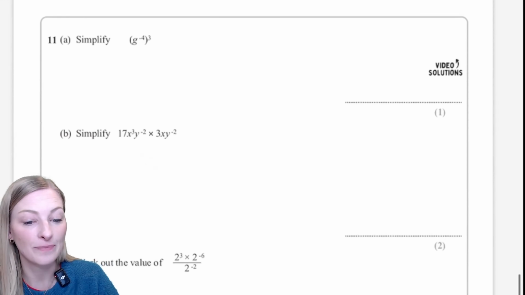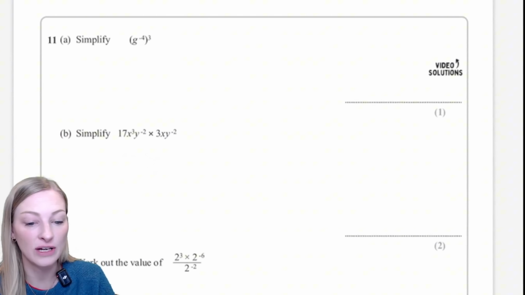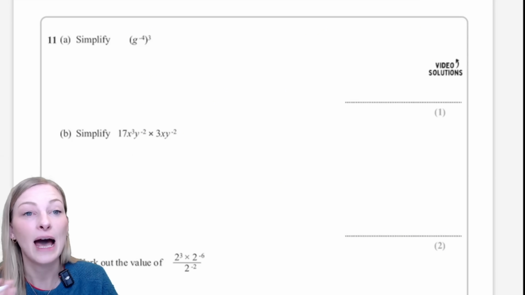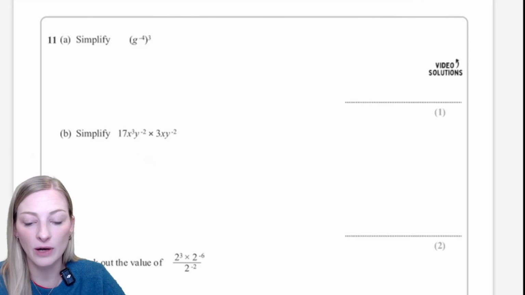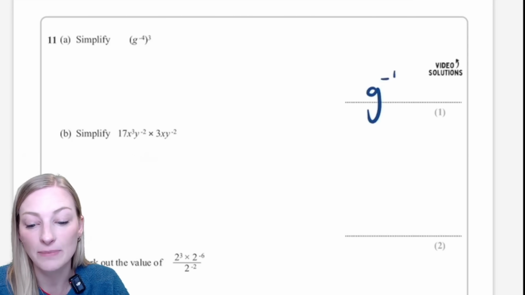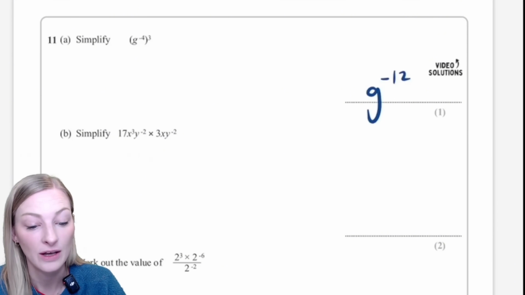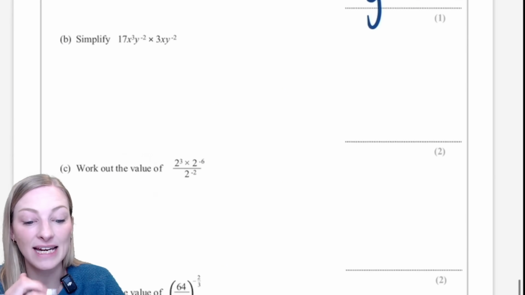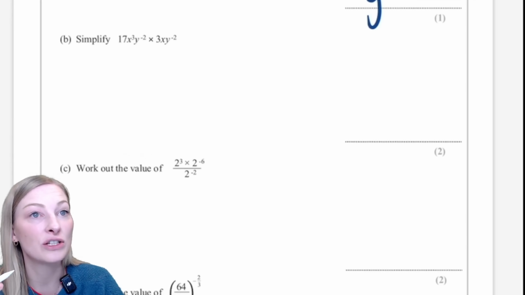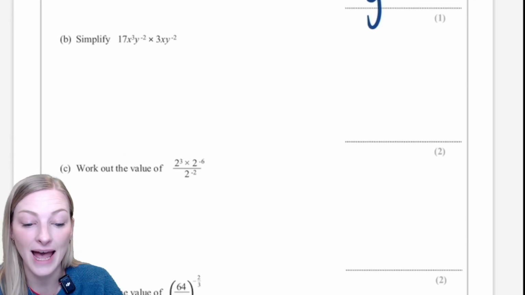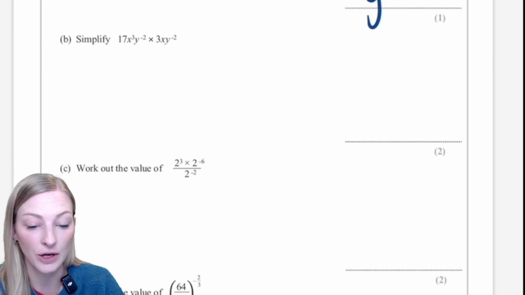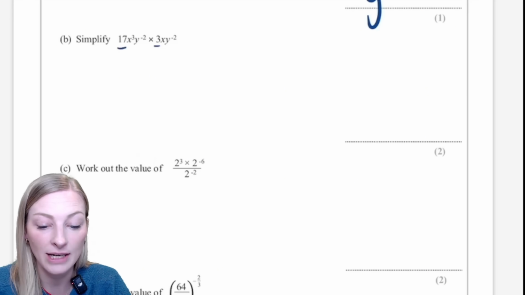Question number 11. Simplify g to the power of minus 4 to the power of 3. A power of a power, we multiply those powers together. So this is g to the power of minus 12. For part B, I've got 17x cubed, y to the power of minus 2, multiplied by 3x, y to the power of minus 2. So 17 times 3 is 51.